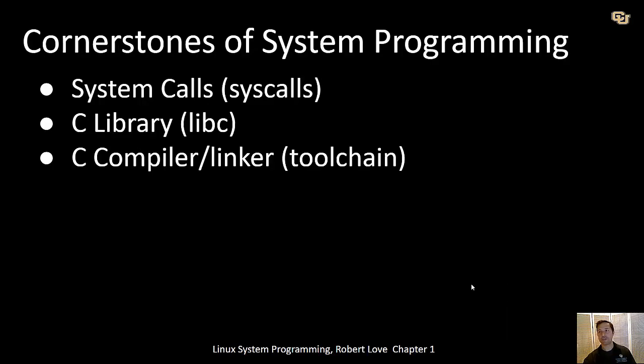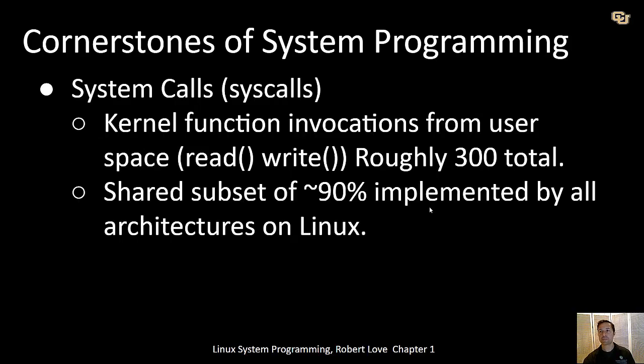So, some of the cornerstones of system programming and how you do system programming. One is system calls, also known as syscalls, which is how you get into and out of the kernel for anything that deals with interaction with the kernel. A second is the C library, a commonly used one is libc. And then the third cornerstone is the C compiler and linker, which is a part of the toolchain.